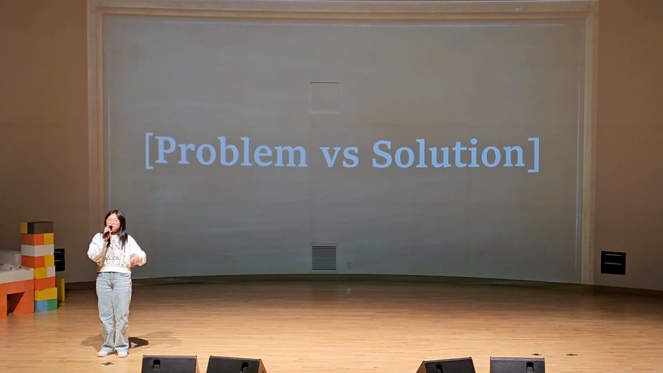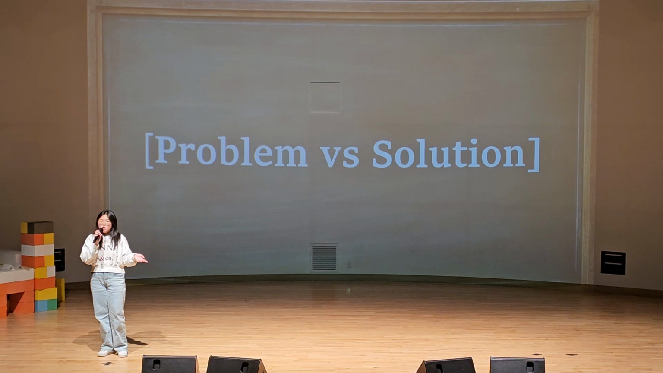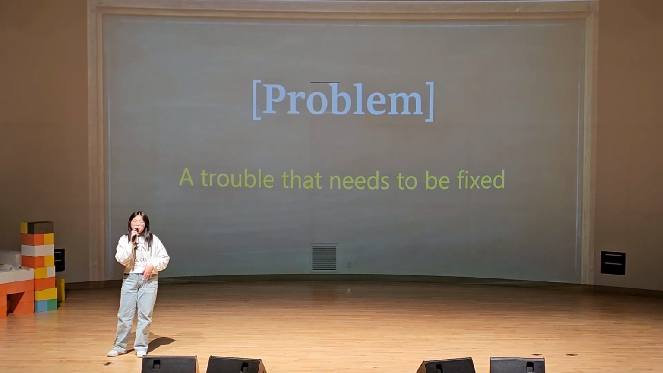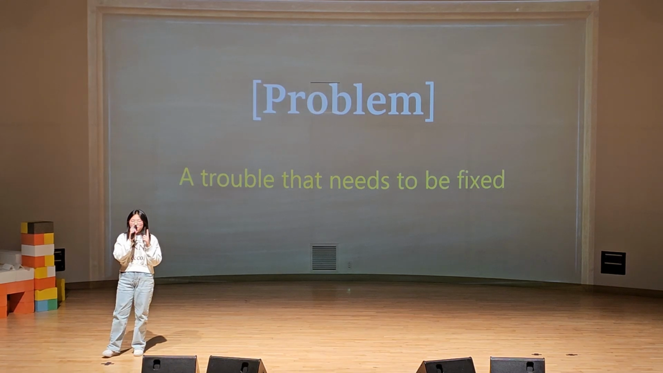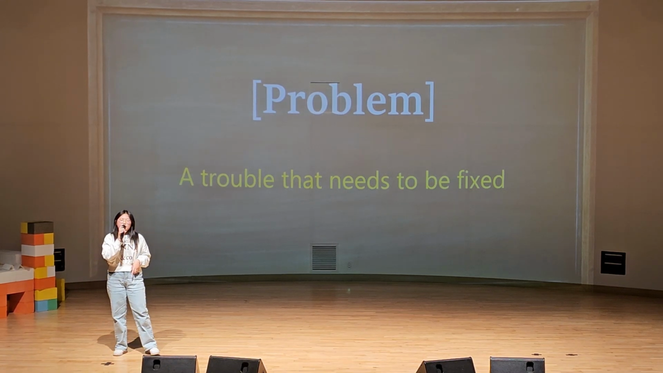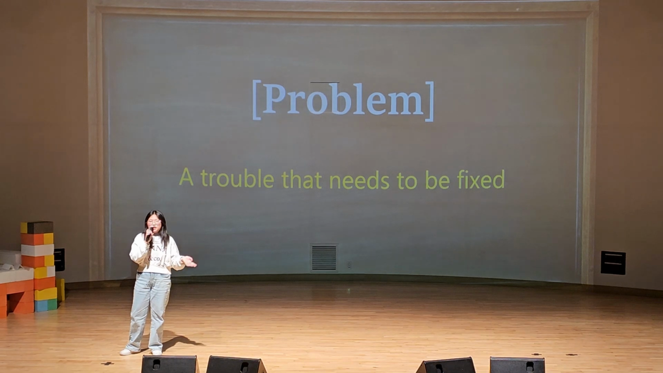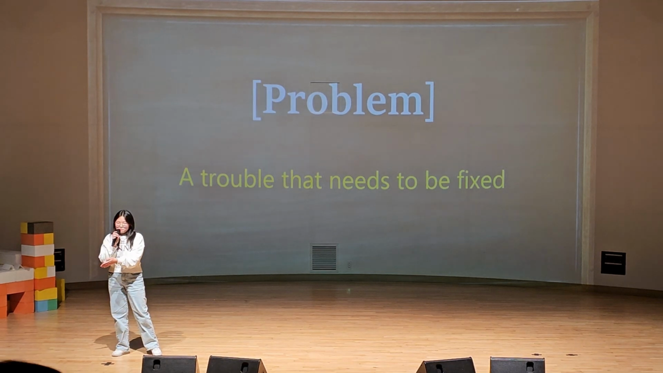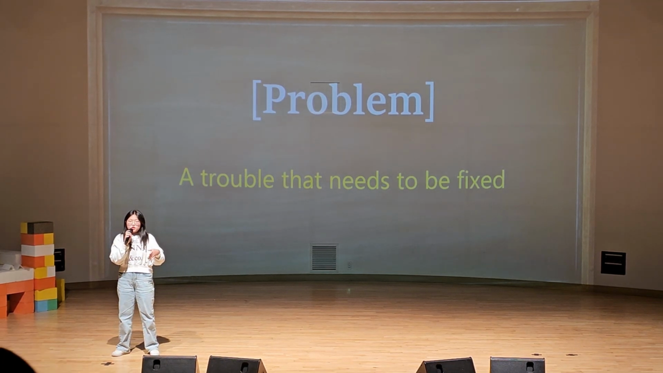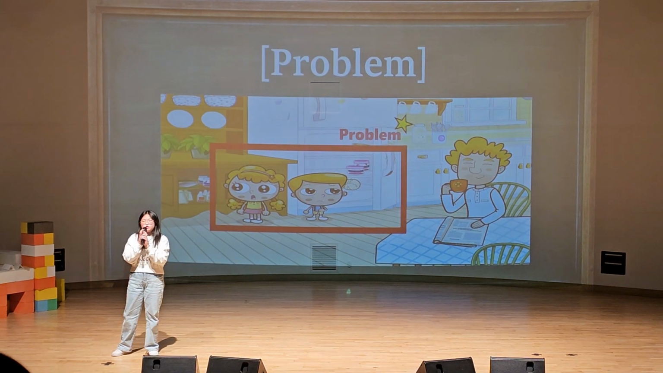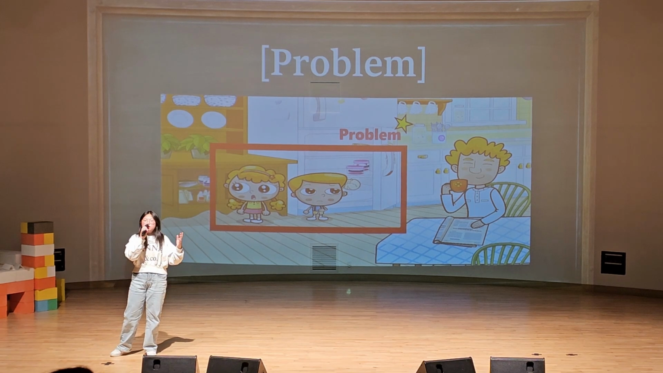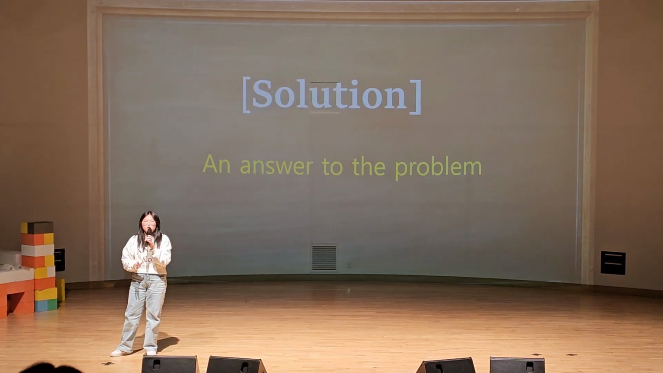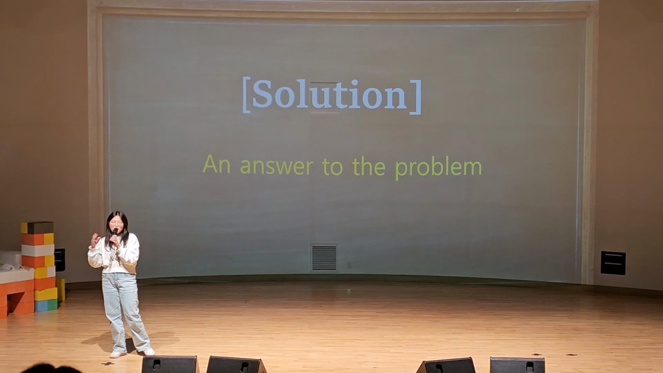Now let's move on to the problem and solution. In the story, there might be a problem and a solution. First, let's go over the problem. Problem tells the trouble that needs to be fixed. In our story, the kids are hungry, so they go to the kitchen, but there is no food. That is the problem.